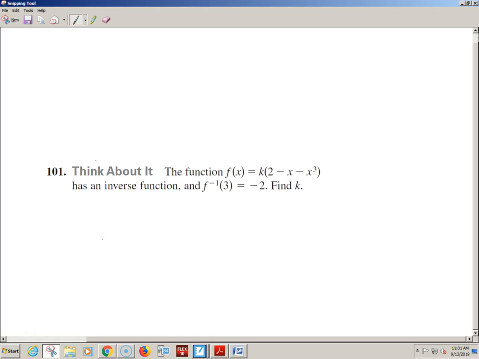What's going on with number 101? Now, first of all, number 101 says think about it. So some of you automatically were like, yeah. That's my reaction. But look, it's so short. It's not even a paragraph. Just wait until section 10. Anyway, the function f of x equals k times 2 minus x minus x cubed has an inverse function. Find k. Don't worry, I make scary things less scary.